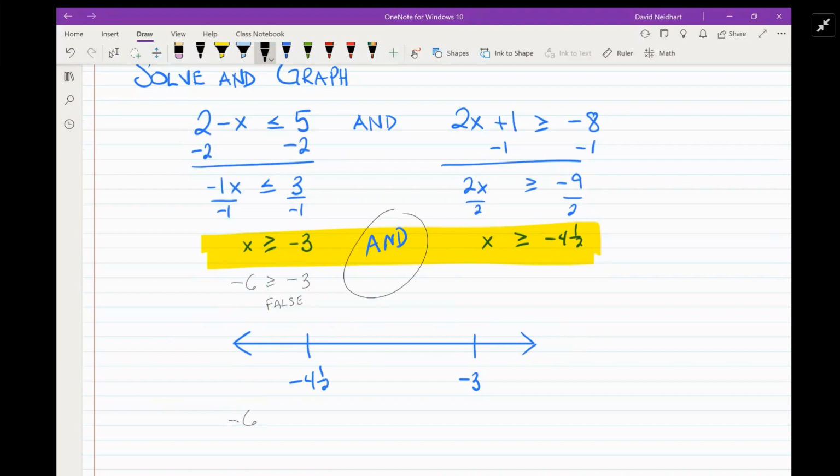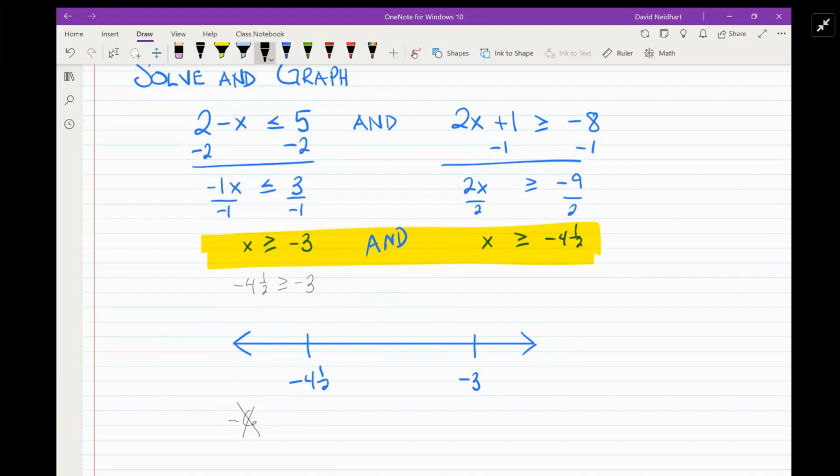Well, since the left part failed, I don't even need to test the right part. Negative 6 will not get shaded because it failed already on one part. No point in going ahead and checking that other side. Negative 6 doesn't work. The second section of our graph is the single number negative 4.5. So we are going to substitute negative 4.5 in.